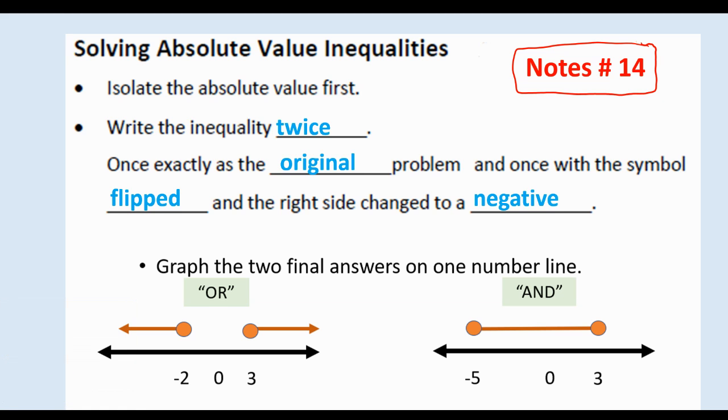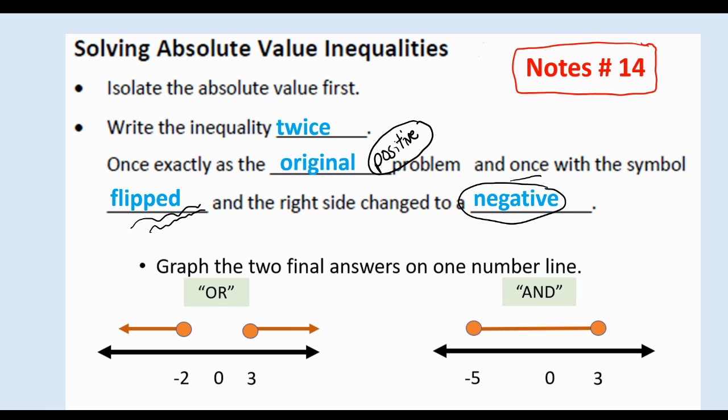Okay, so you're going to isolate the absolute value first. You're going to write the inequality twice, which is nothing new. Once exactly as the original problem, so once with a positive, and this is what is new, once with the symbol flipped and the right side changed to the negative. So once with the positive, once with the negative, but you flip the symbol on the negative.